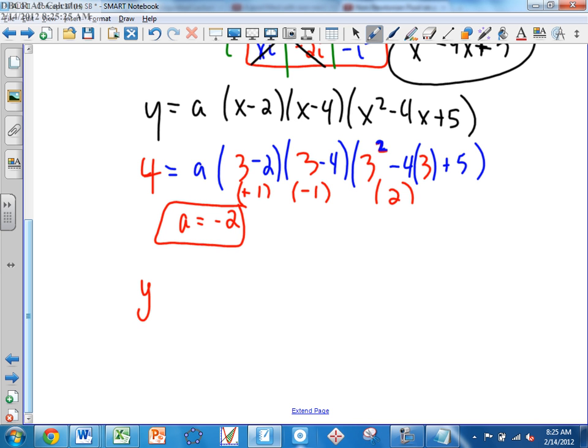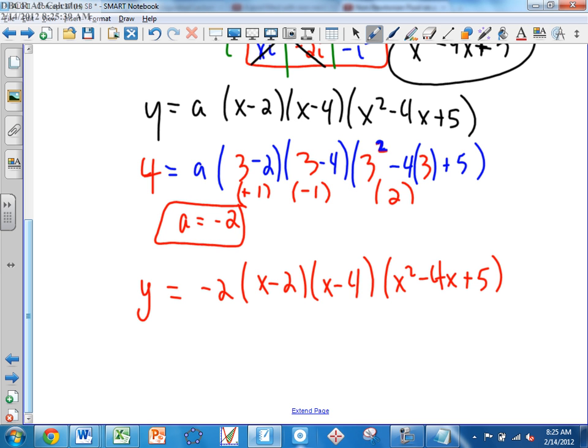Was this g of x or y? Just y? And notice, your function doesn't have i's either. You cannot have i's in your function, guys. So the final answer, you're going to have 2 binomials and a trinomial. Again, 2 binomials and a trinomial.